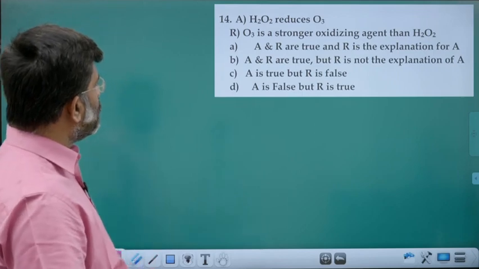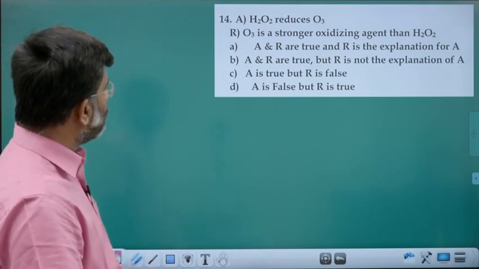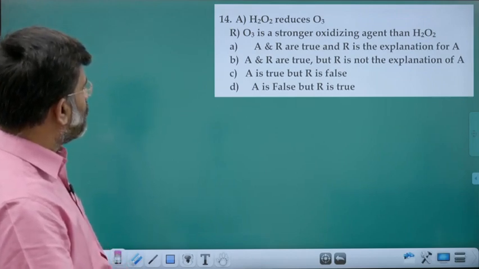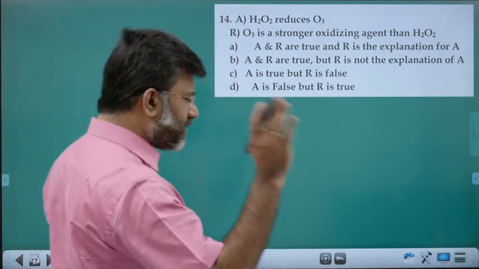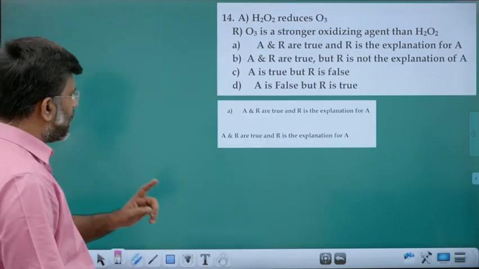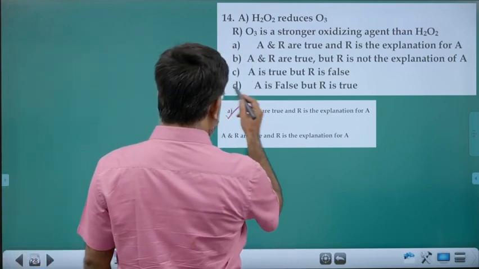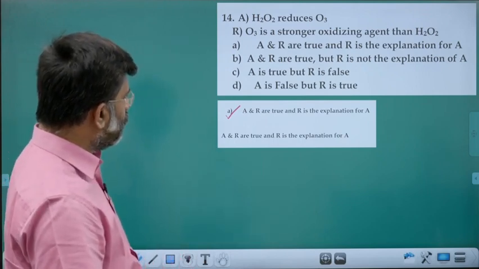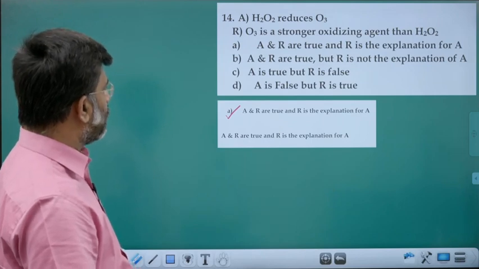H2O2 reduces ozone. Ozone is a stronger oxidizing agent than H2O2. See, very simple logic regarding the oxidation characters of ozone and H2O2. You can easily understand. Assertion and reason are true, and reason is the correct explanation for assertion.